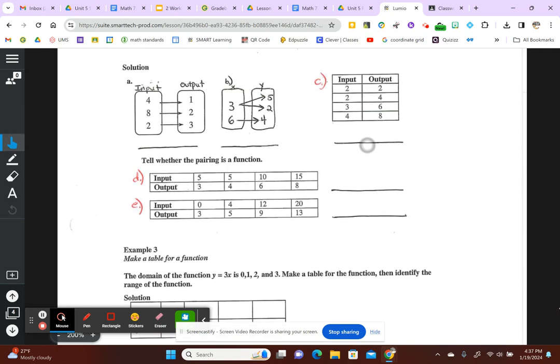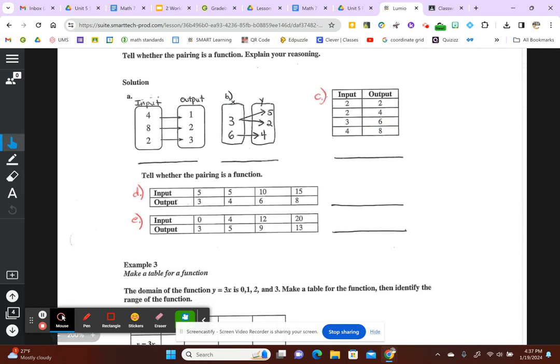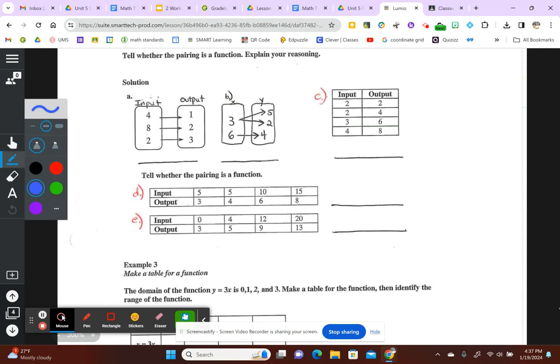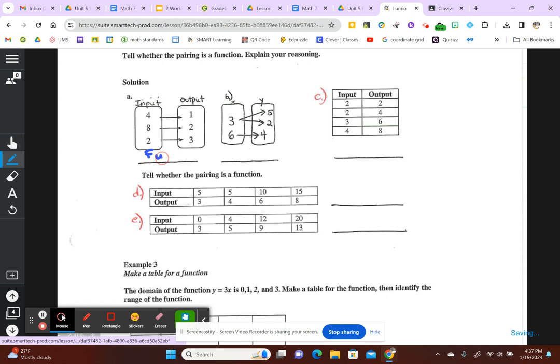On this next page, I want you to try to do A, B, C, D, and E and see if you can identify whether these are functions or not. So you can stop the video, and when you're ready, start it again and see if you are correct. So this first one is indeed a function because none of the x values repeat.